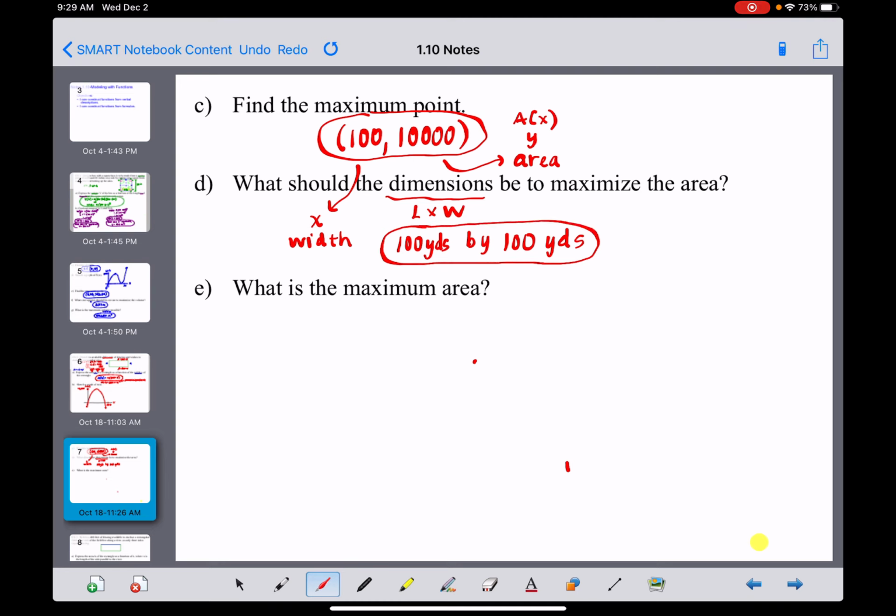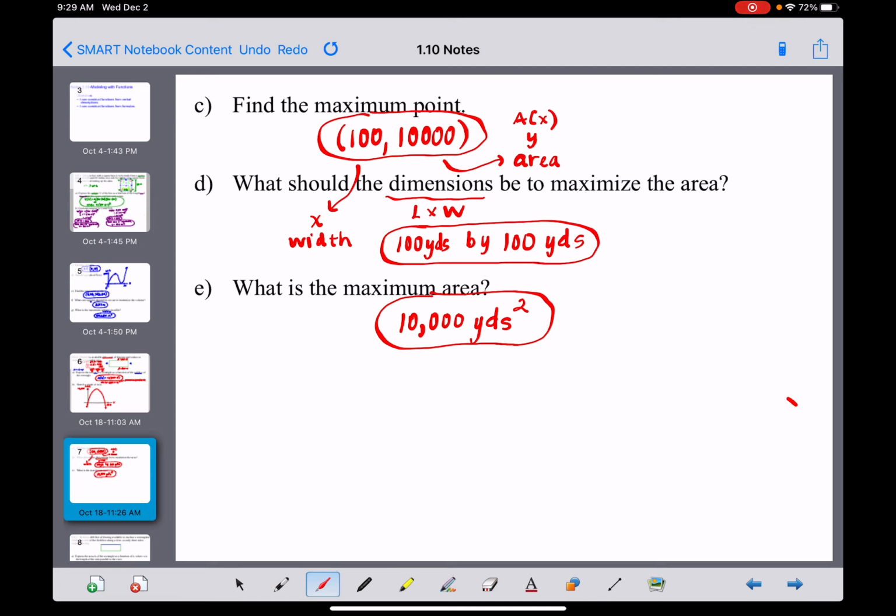So yes, it ends up being a square. And it said rectangle, but remember squares are rectangles. Okay, so what's the maximum area? The maximum area is going to be that y value, so I'm going to put that in there. So it would be 10,000 yards, and this is area. Area is two-dimensional, so 10,000 yards squared.